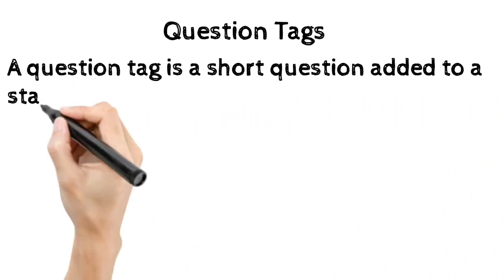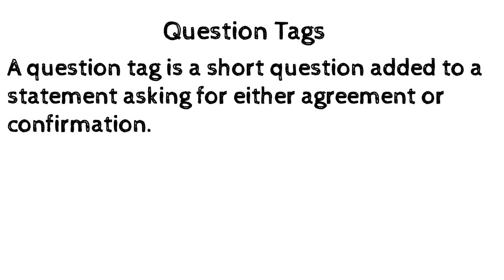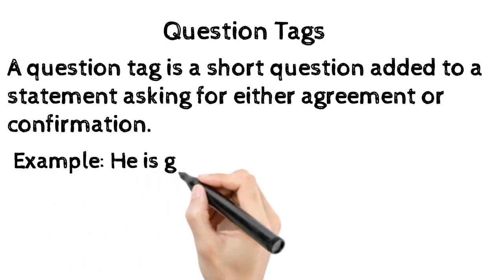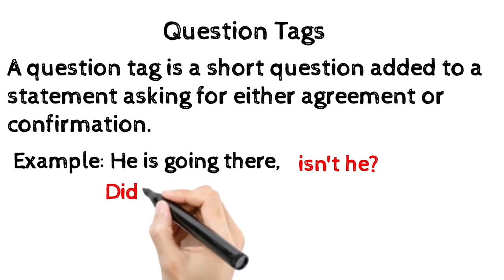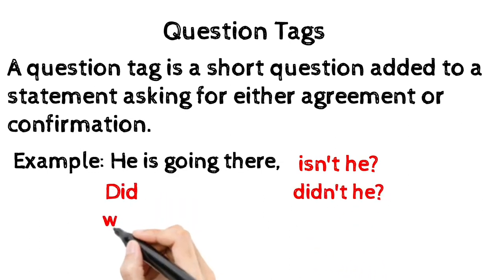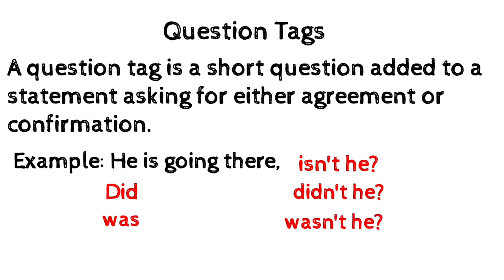Next one, we have question tags. A question tag is a short question added to a statement, asking for either agreement or confirmation. For example, he is going there, isn't he? We are confirming. If the question starts with did, we will write didn't he. If it starts with was, wasn't he going? If it starts with does, then doesn't he? So, these are types of question tags which we use at the end of the sentence, applying a comma to it: isn't he, didn't he, wasn't he, doesn't he?